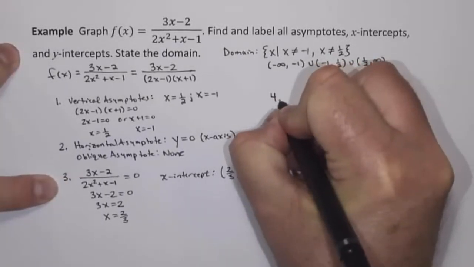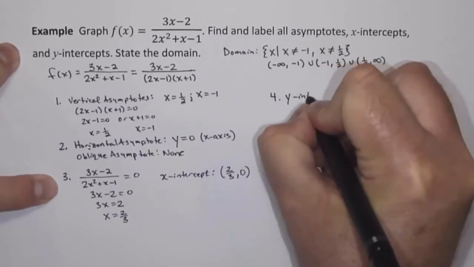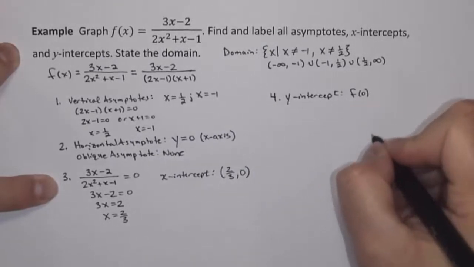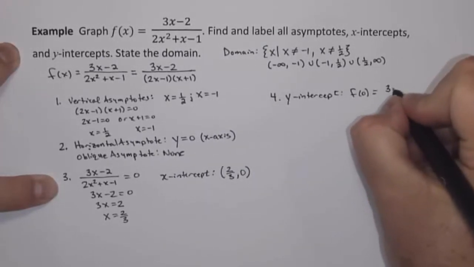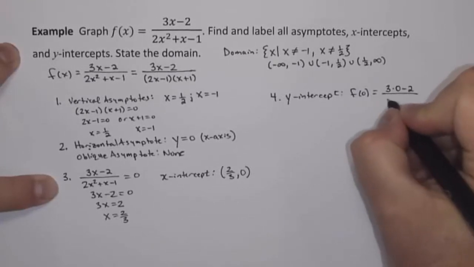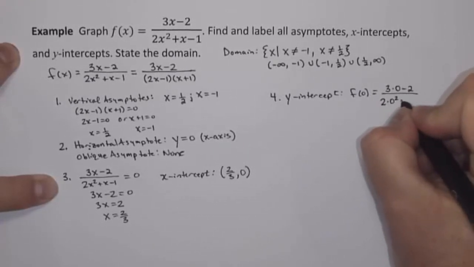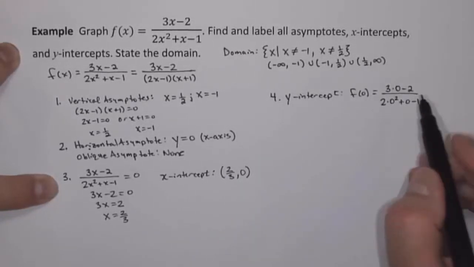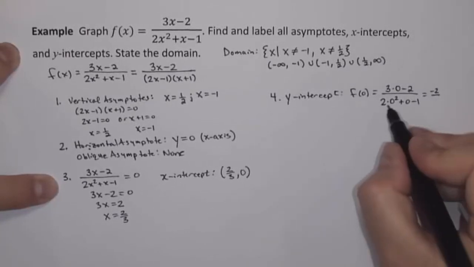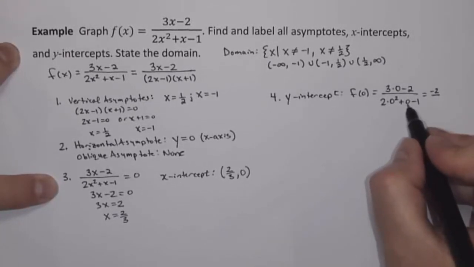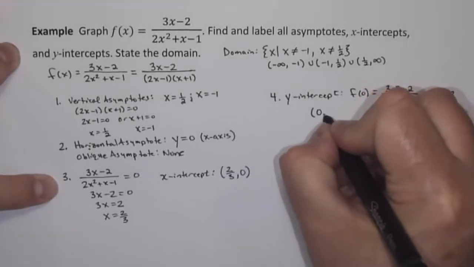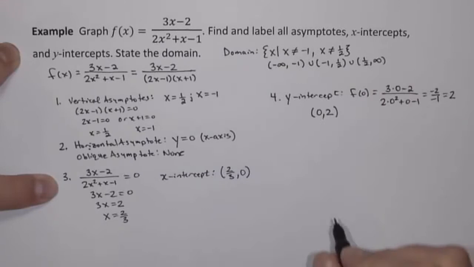So let's come up here and find our y-intercept. To find the y-intercept, I'm going to find f of 0. So that's going to be (3 times 0 minus 2) over (2 times 0 squared plus 0 minus 1). Well, 3 times 0 is 0, minus 2 is negative 2. 2 times 0 squared is 0, plus 0, minus 1 is negative 1, and negative 2 divided by negative 1 is positive 2. So our y-intercept is the point (0, 2).